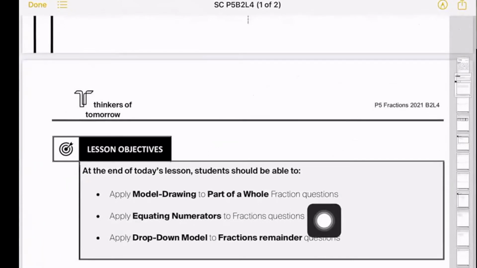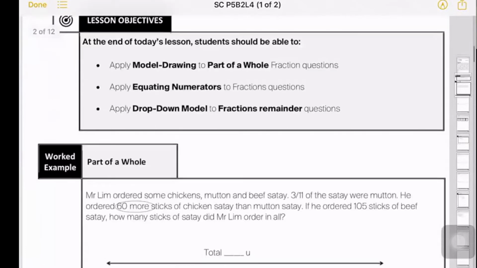So, apply model drawing to part of a whole. Today we continue to build on the need to deal with fractions of a remainder, and we will also use equating numerators for fractions questions. Equating numerators is an important skill, with which, once you get it correct, you can draw the model more accurately. And the drop-down model is again to deal with fractions or a portion of a remainder. So this is the broad plan, and we're doing these 3 question types for today's class.